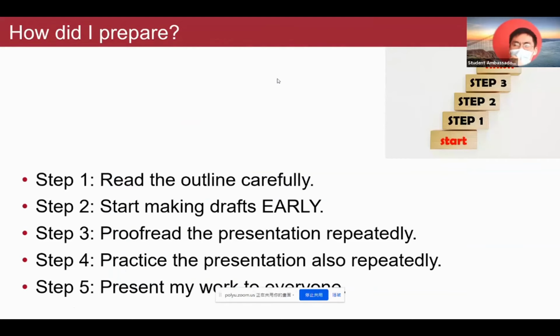Let me introduce how I prepared this presentation. I generally conclude it into 5 steps. One, read the outline carefully, and then start making drafts early. Very important, early. Don't do it about 2 to 3 days before.